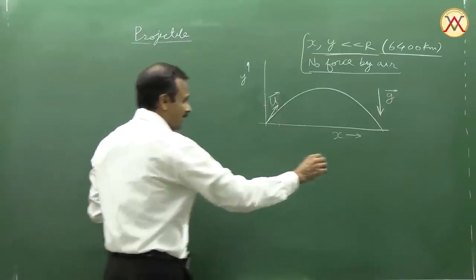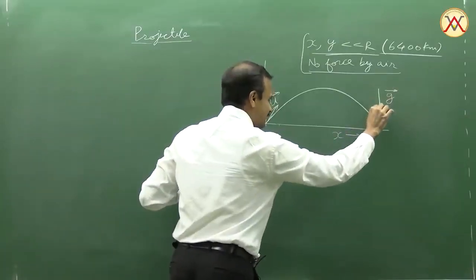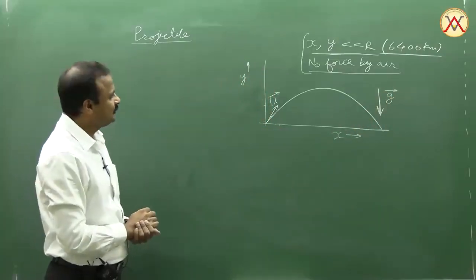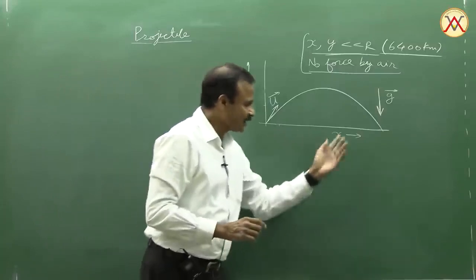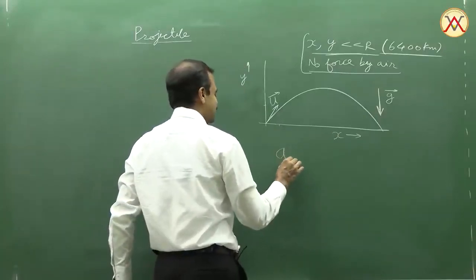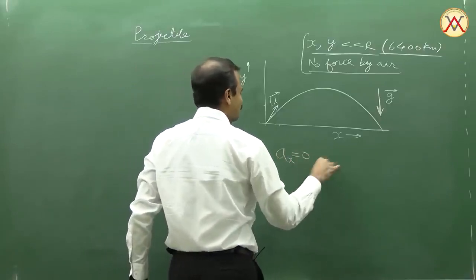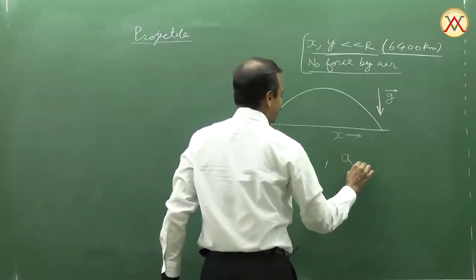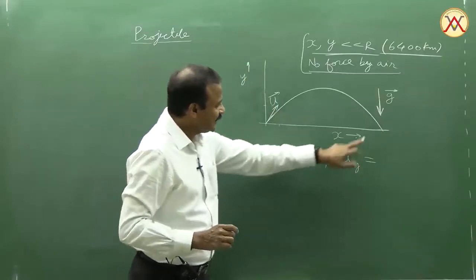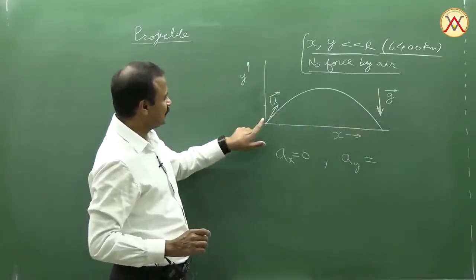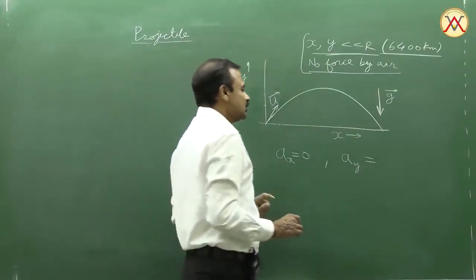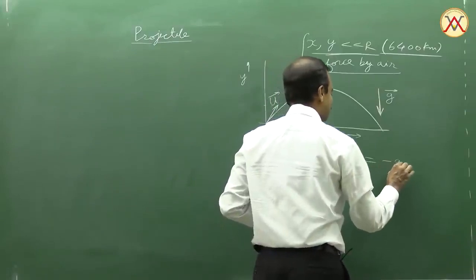Whatever we will be doing will be under these two assumptions. So acceleration is vertically downwards and it is g. That means the horizontal component of acceleration, ax, is 0. And what about ay? We will write ay as negative g, because we have taken our y direction as upwards.